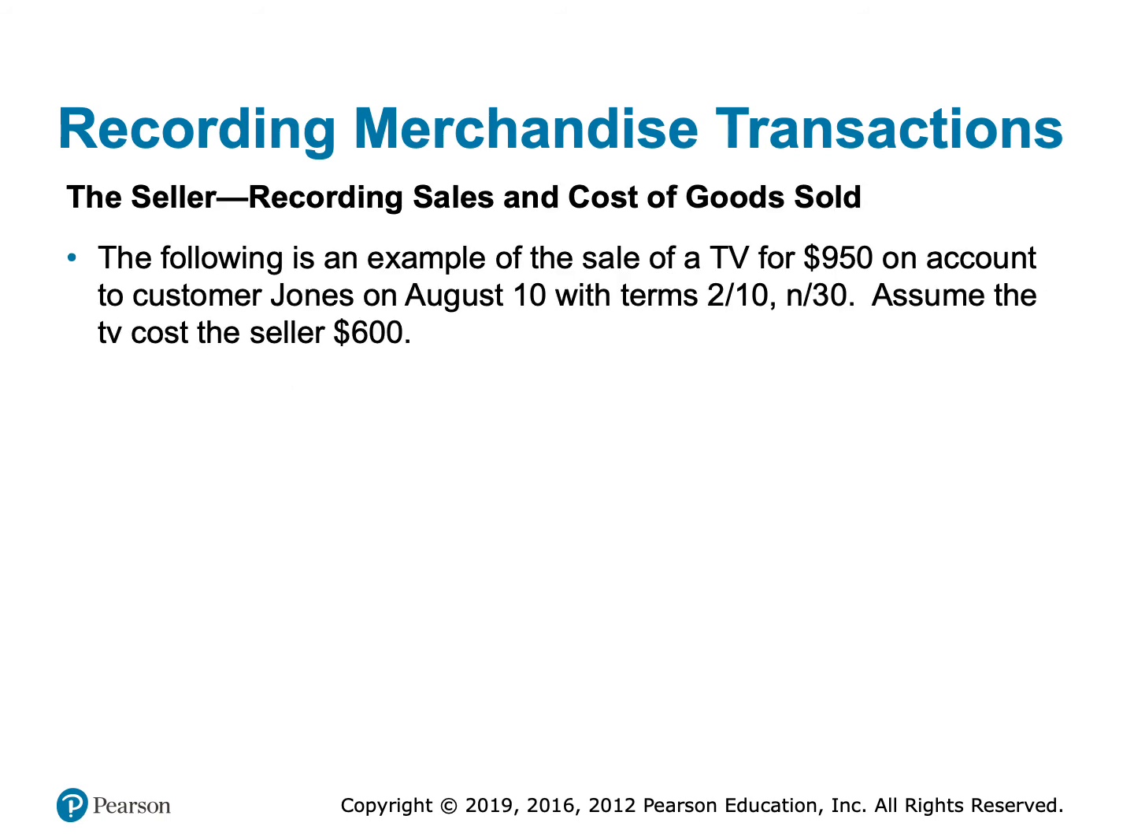So here we're told we sold a TV for $950 on account to customer Jones. We're offering customer Jones terms 2/10, net 30, and assume the cost of the TV is $600. Now, let me caution you, one of the hardest things is figuring out who you are in the transaction, because the transaction is different if you're the buyer or the seller. So the first thing you want to ask yourself is, who am I here? In this case, we are the seller, so we know that we have to do two journal entries.